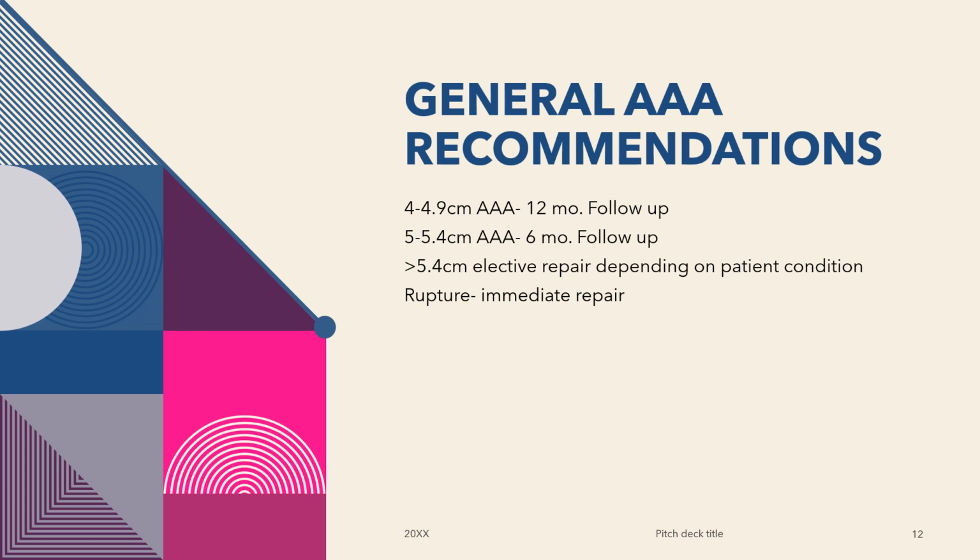Okay, so general AAA recommendations, this is what we're seeing most of the field utilize: a 4 to 4.9 centimeter AAA will call for a 12-month follow-up. If you get above 5 to 5.4, they'll reduce that follow-up to 6 months. And above 5.4, it can require elective repair depending on the patient condition. So if your patient is able to tolerate surgery, that might be an option for them. And obviously, if there's rupture, it's going to be imminent death if it's not repaired. So rupture would require immediate surgery.